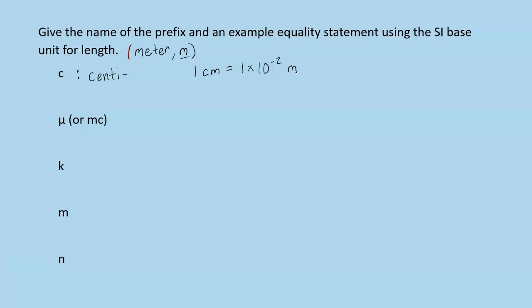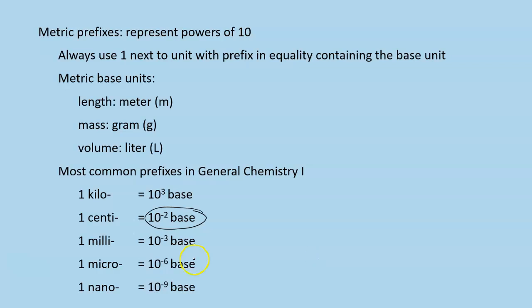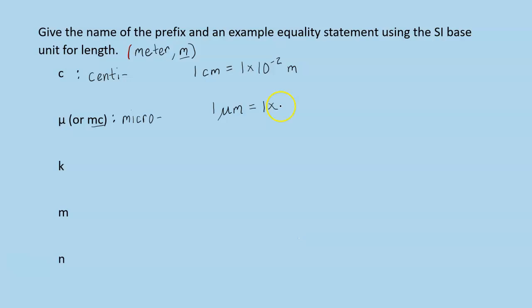Okay, next example, we've got the micro prefix. That could be represented by the Greek symbol mu, or it could be represented by a lowercase mc. But that is our micro prefix. Okay, and so we would have 1 micrometer is equal to 1 times 10, and again, the micro is 10 to the negative 6th. So 1 times 10 to the negative 6th, and then our base unit here is always the meter.